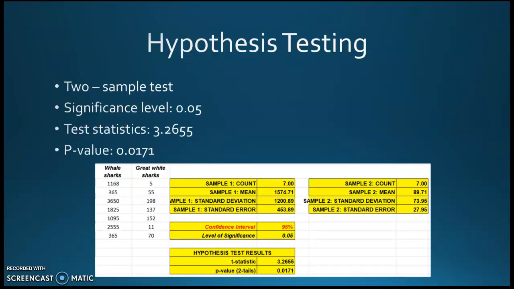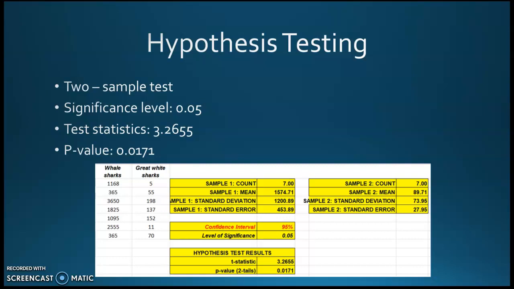So in this, we do hypothesis testing. I decided to do a 2-sample test as I was pairing the great white sharks versus the whale sharks. So in doing this, I chose a relatively low significance level of 0.05 paired with a confidence interval of 95%, which gave me my results.